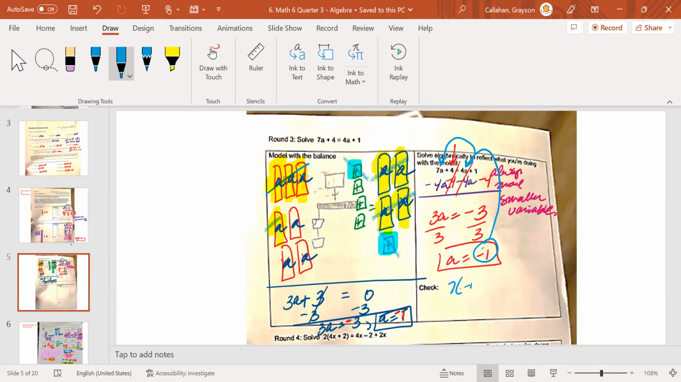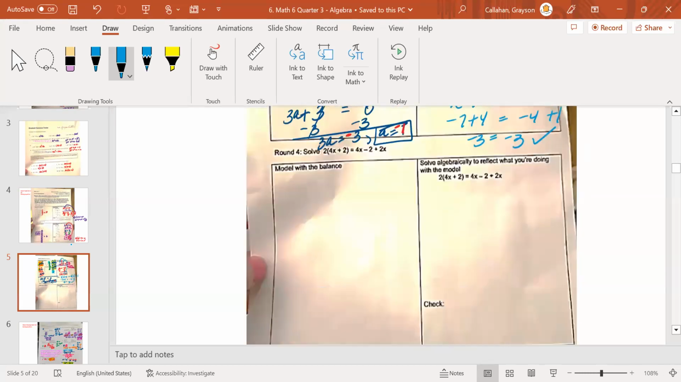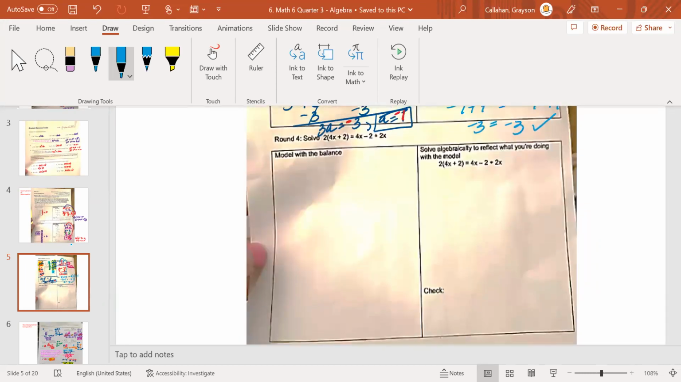So you have 7 times negative 1 plus 4. Does that equal 4 times negative 1 plus 1? That's negative 7 plus 4, which is negative 3. That's negative 4 plus 1, which is negative 3. Do they equal each other? Yes, it does. Okay. I'm going to go over one more question, then I have to go. This one, I'm just going to solve it for you. We'll do the modeling later.